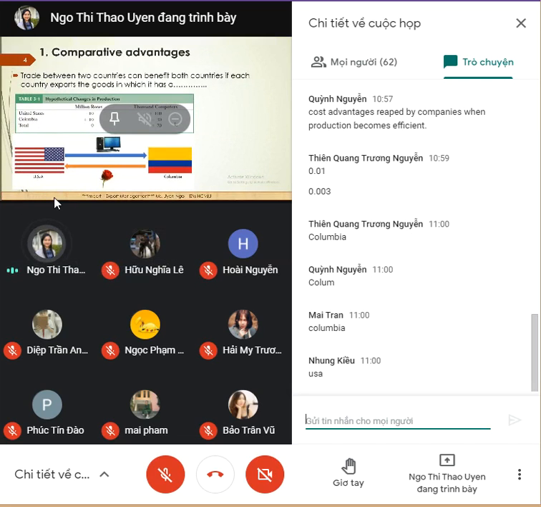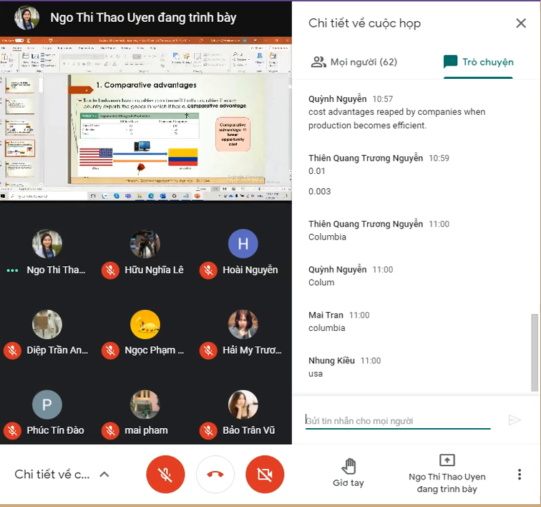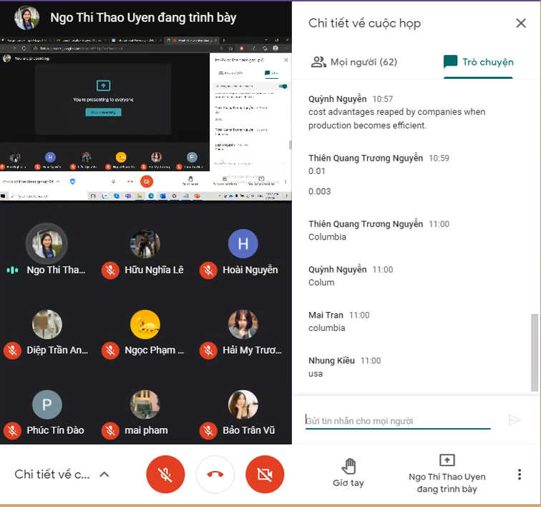So the trade between two countries can benefit both countries if each country exports the goods in which it has a what? Comparative advantage. But comparative advantage, meaning that a country has comparative advantage when it has higher opportunity cost or lower?